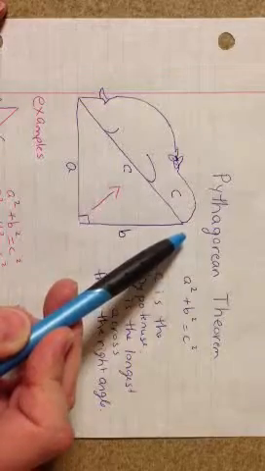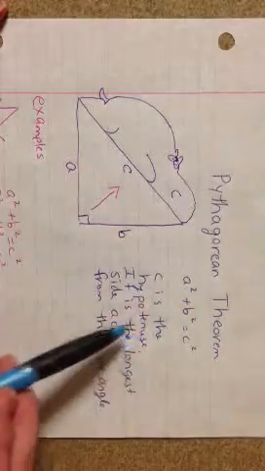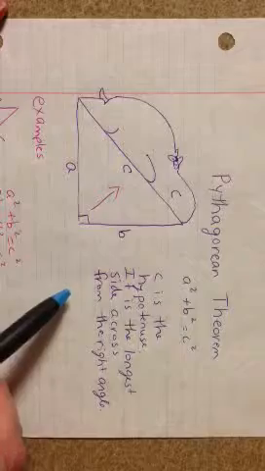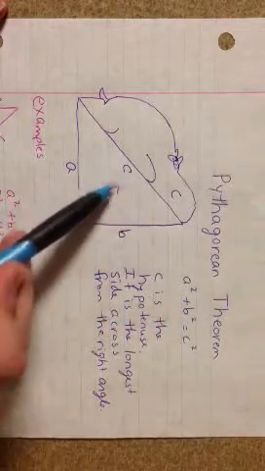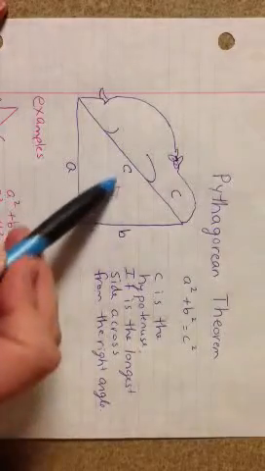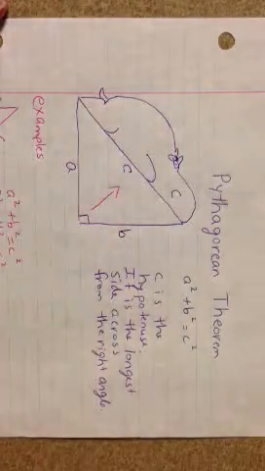So I've got the hippopotamus drawn here to help you remember that c is the hypotenuse. It's the longest side, and it's across from the right angle. So remember to draw your arrow from the right angle to point to your hypotenuse.